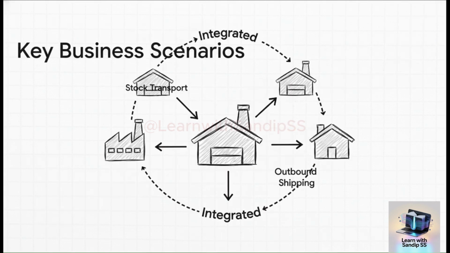And these roadmaps cover all the key business scenarios you can think of. You've got your outbound shipping for customer deliveries, your inbound shipping for parts from suppliers, even just internal stock transfers between your own warehouses. For all these common situations, there's a standardized, intelligent process that's basically ready to go.